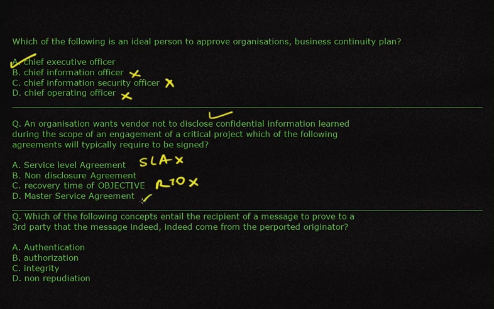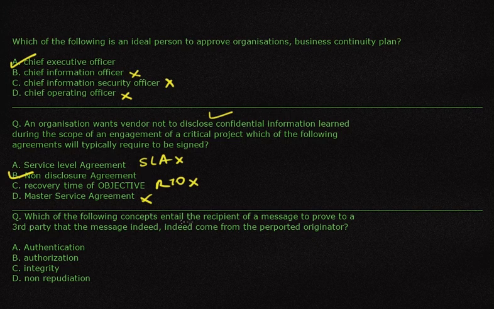Master services agreement is also wrong. The correct answer is NDA. NDAs are signed with the vendor so that whatever work they conduct on our projects, they do not disclose the information with regard to it to other parties. NDA ensures that if there is a breach of NDA, the company may file a case against the vendor. Next, we will move to the next question.